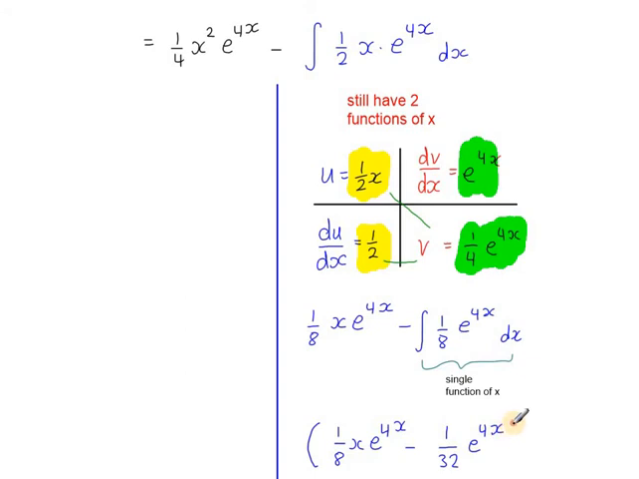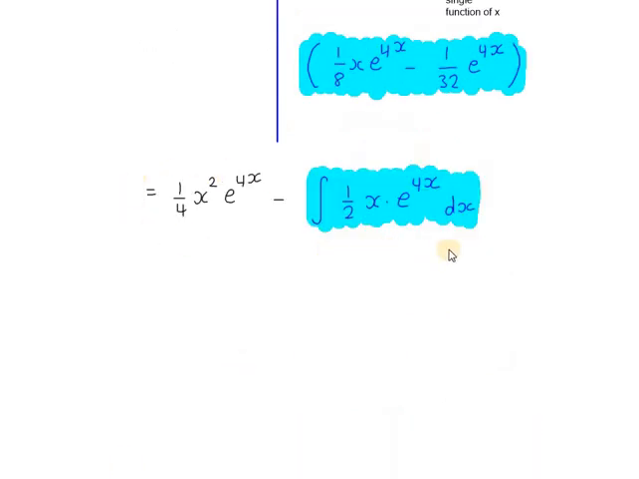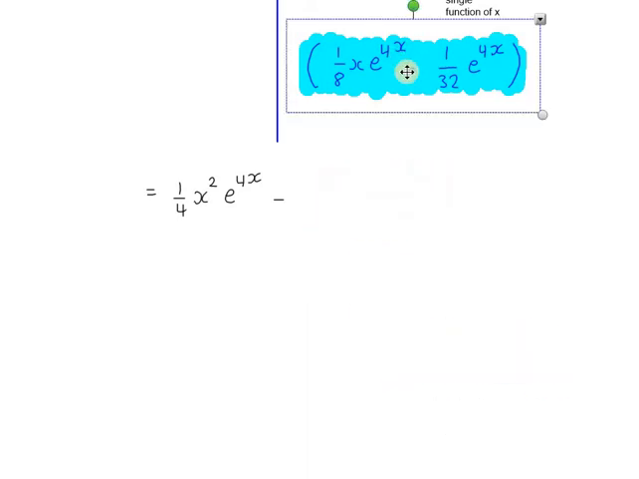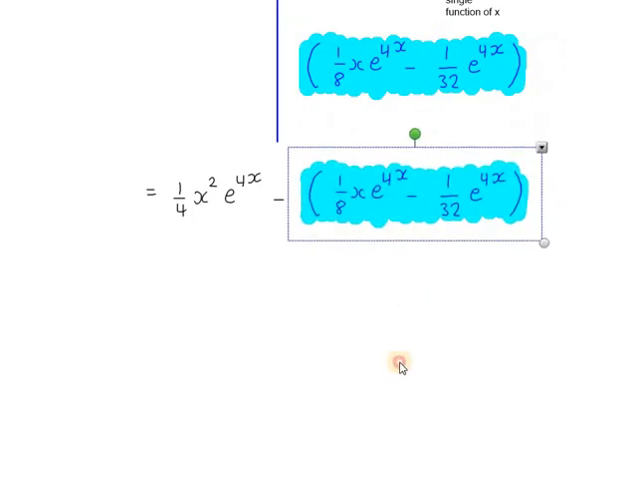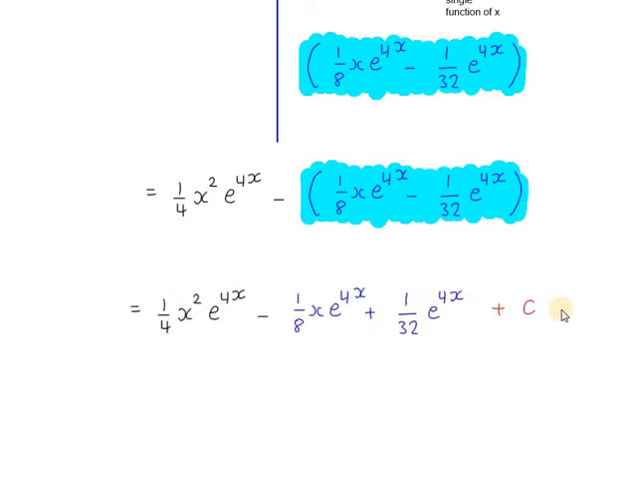Okay, so these terms that I've just put in brackets, this part here is the result of this. So we have a quarter x squared e to the 4x minus, and then I need all of this in brackets right after. So in here I'm going to replace this with this, and then when you expand the brackets, be careful with the sign there, that's a minus, and there's a minus outside, so we end up with this plus a constant of integration.